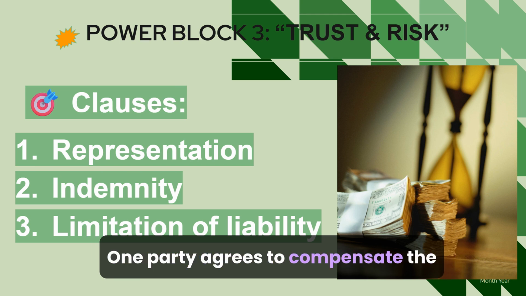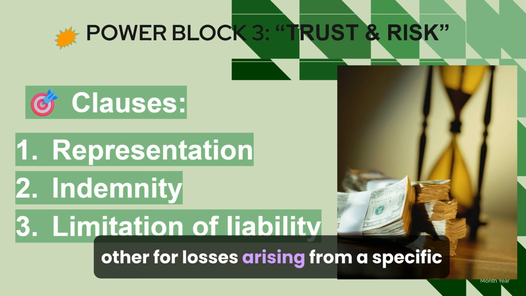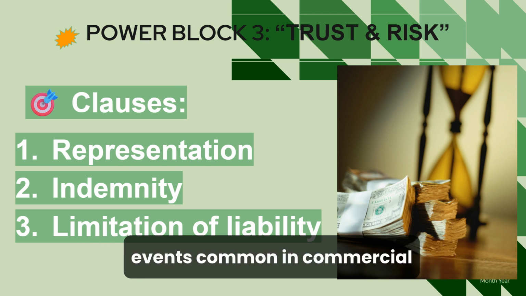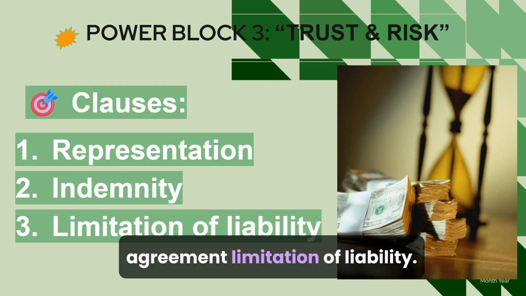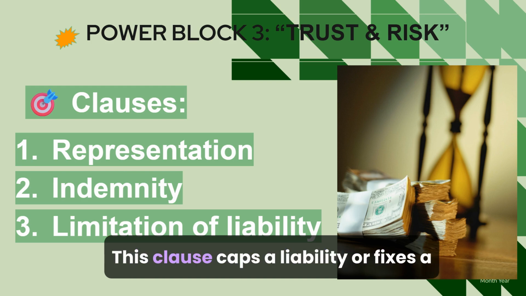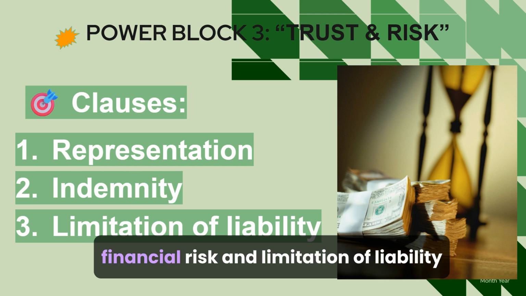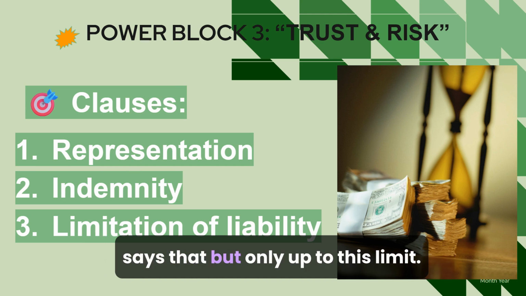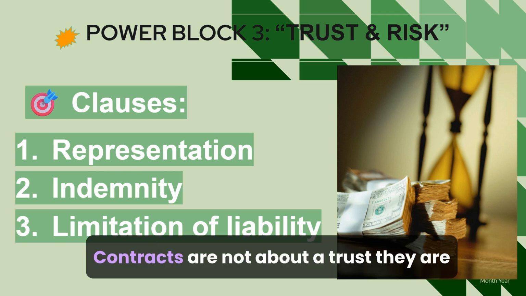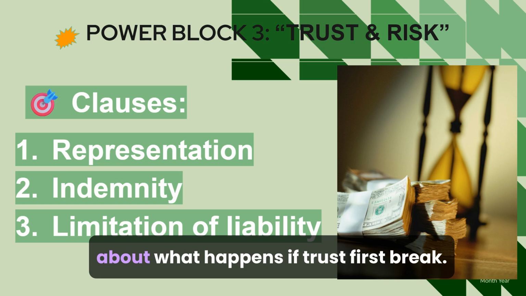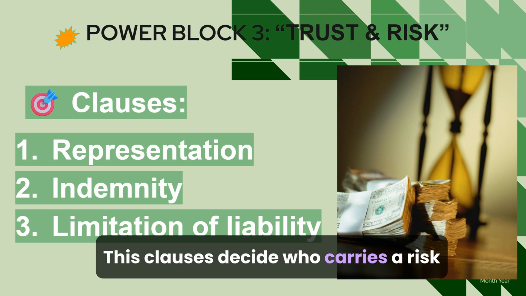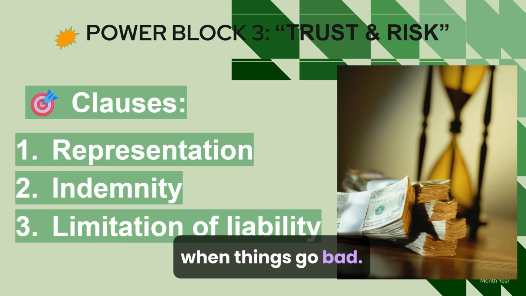One party agrees to compensate the other for losses arising from specific events, common in commercial agreements. Limitation of liability caps the liability or fixes damages in advance, which helps to manage financial risk. Limitation of liability says: but only up to this limit. Contracts are not about trust, they are about what happens if trust breaks. These clauses decide who carries the risk when things go bad.